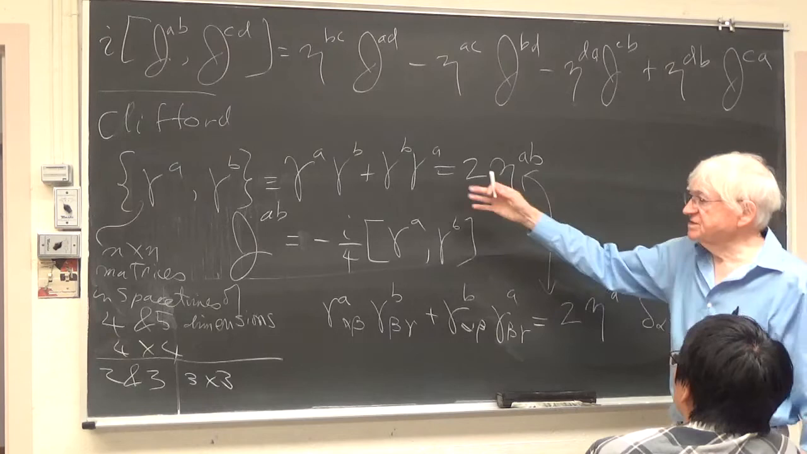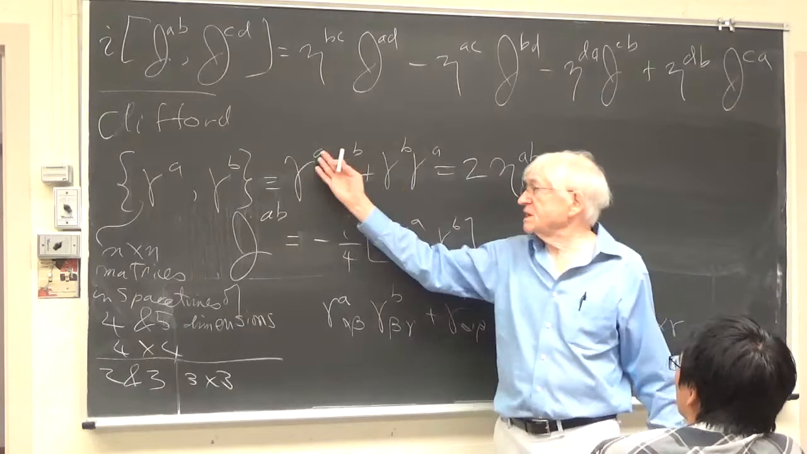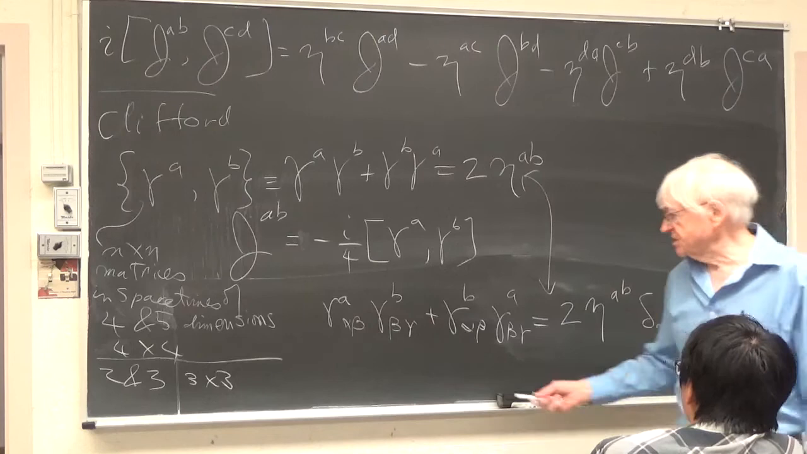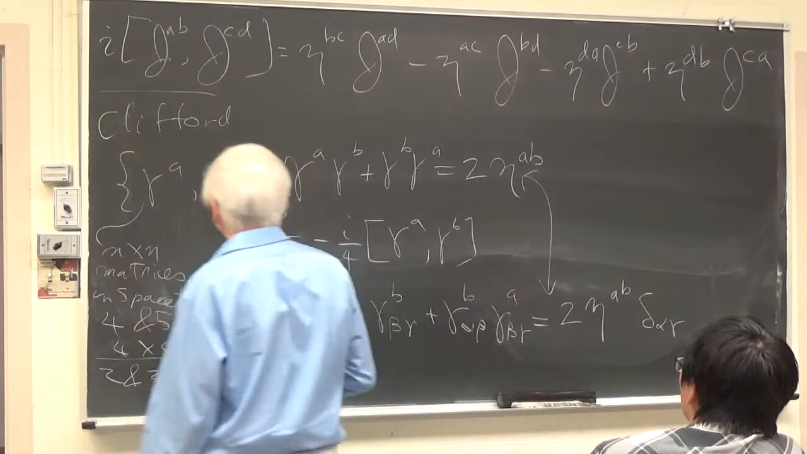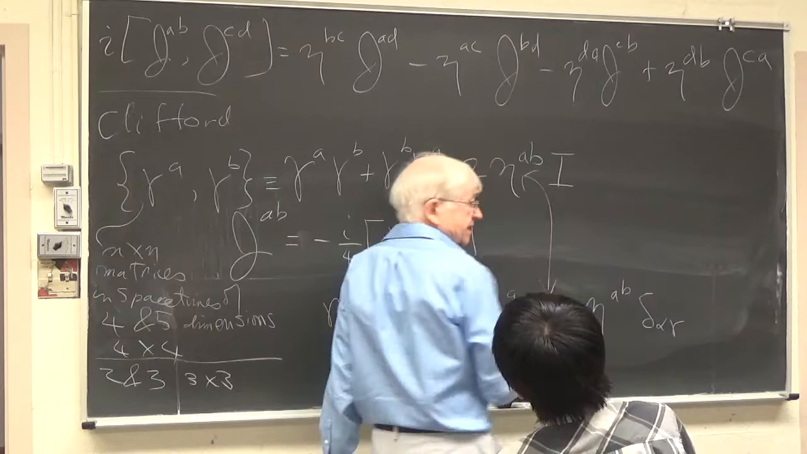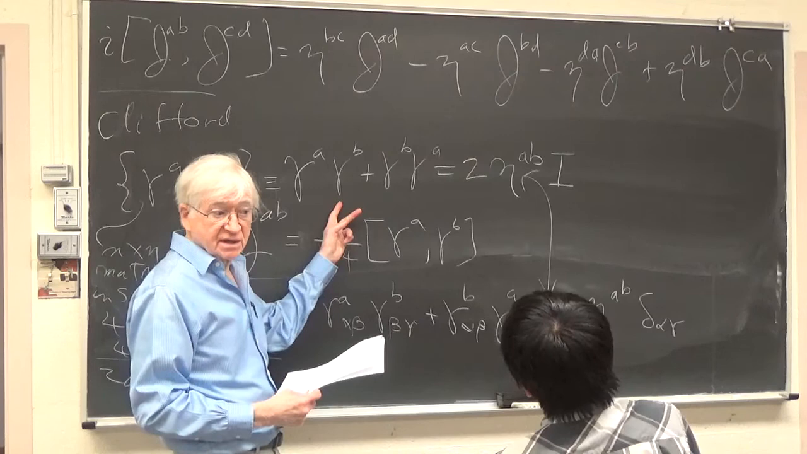In other words, this is a sort of hybrid notation of AB components and then matrices. The idea is these 4x4 matrices are such that when you multiply them one way and then multiply them backwards, you get 2 eta AB times delta alpha gamma. Another way of thinking about it is gamma A gamma B plus gamma B gamma A equals 2 eta AB times the identity, the identity in the indices of the gamma matrices. So that's probably a clearer way of looking at it.